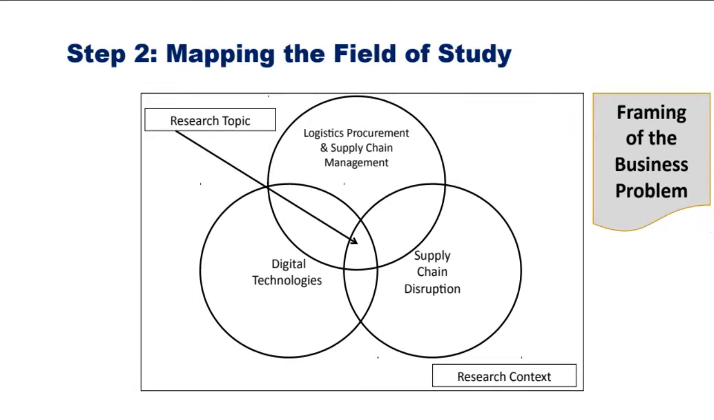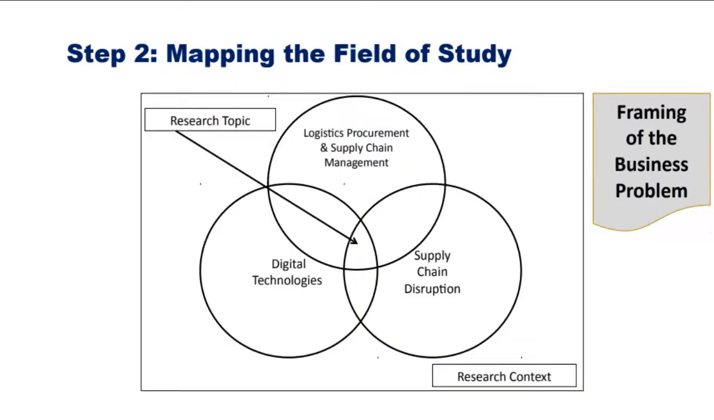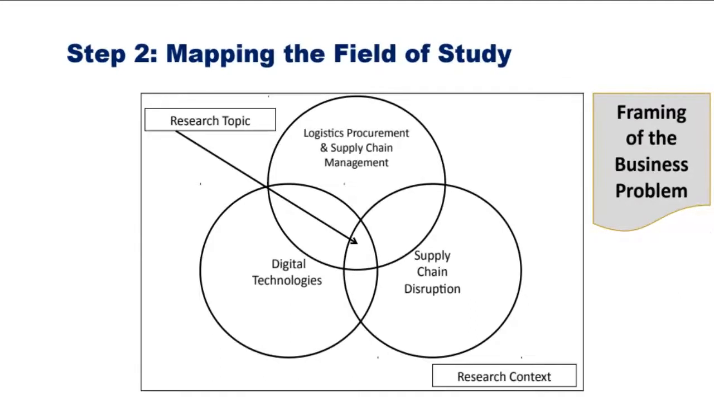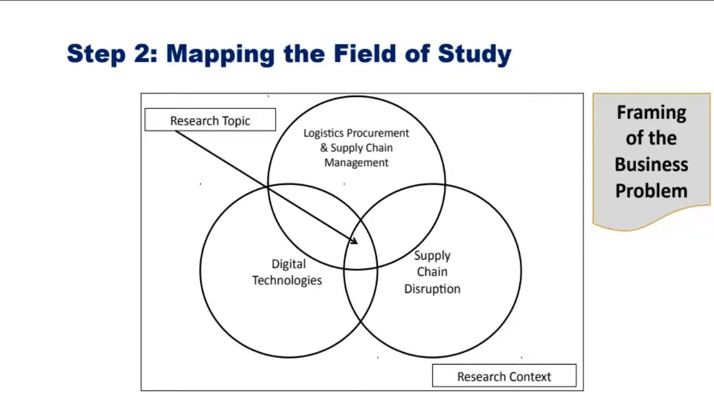For example, say you are trying to look at the impact of digital technologies on, for instance, consumer brand loyalty in the UK retail sector. That means the issue that you are looking at is the impact of digital technologies on consumer brand behavior or consumer loyalty. That is the issue you are focusing on. That's your research topic. So when you are going to do research, that is not going to be limited to just the UK retail sector.